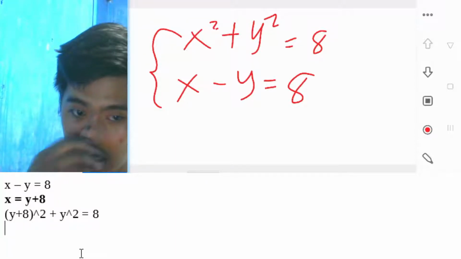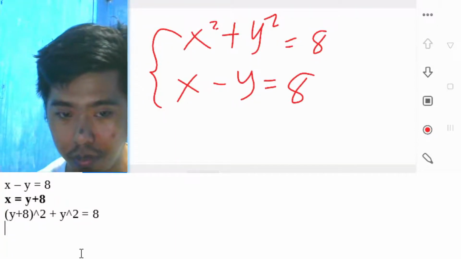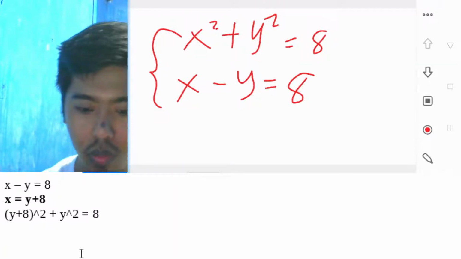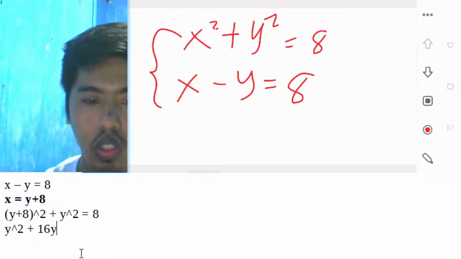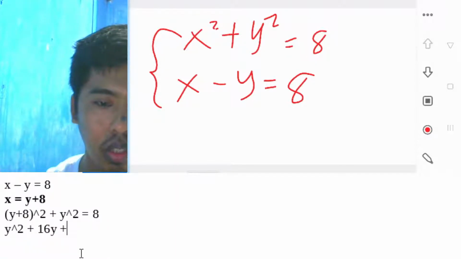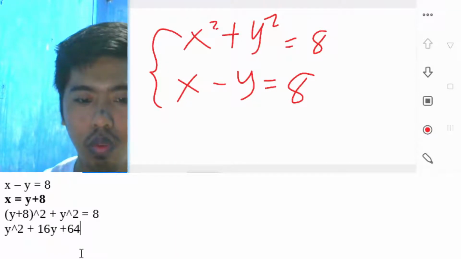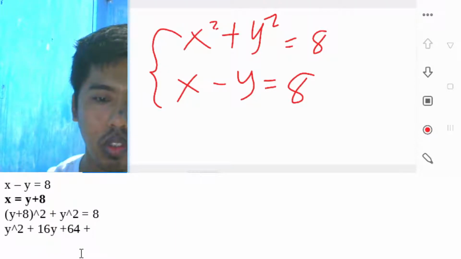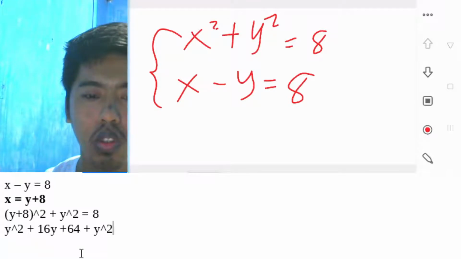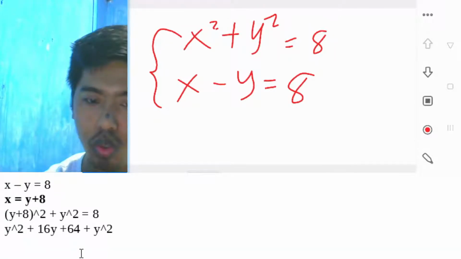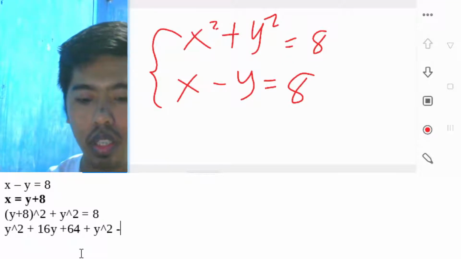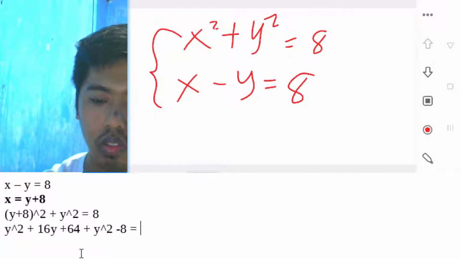Okay, after that, simplify, make it in the simplest form. So that will become y squared plus 2 times y times 8, 16y, plus 16y. Then after that, 8 squared, that's plus 64, plus y squared. I can also put the constant on the other side, so I can add it to the 64. It will become negative 8 there, equals 0.